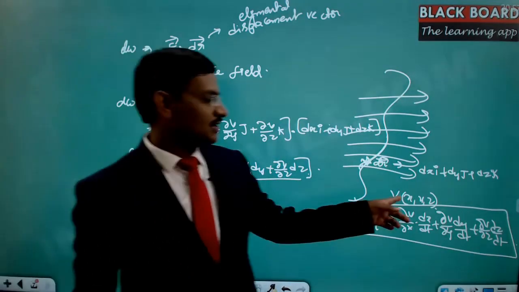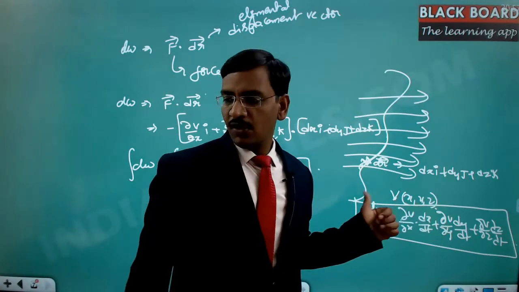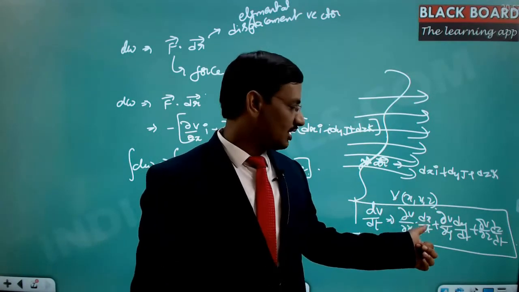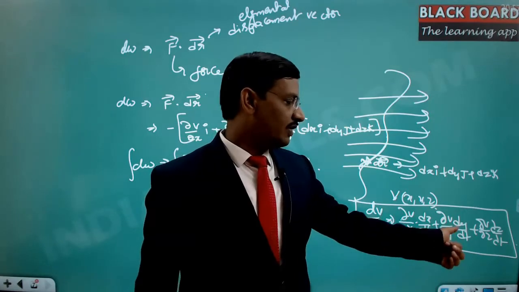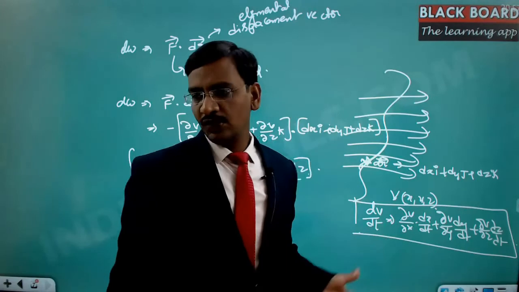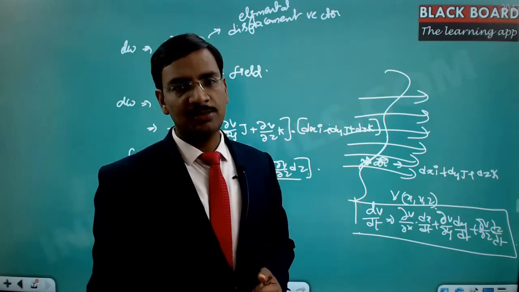So as V is a function of x comma y comma z, if you want to find the derivative with respect to t, then this is ∂V/∂x into dx/dt, plus ∂V/∂y into dy/dt, plus ∂V/∂z into dz/dt. This is how we find the total derivative of any particular function.